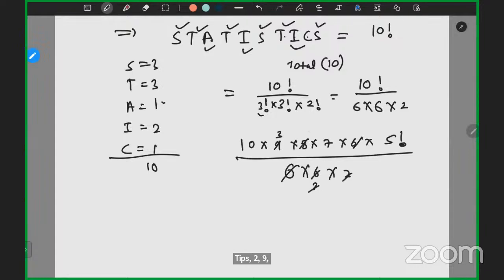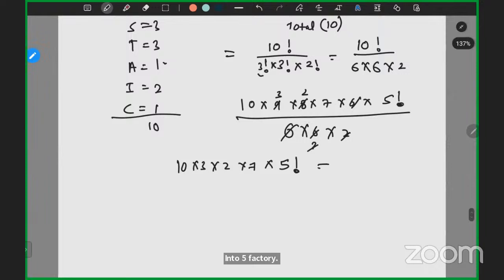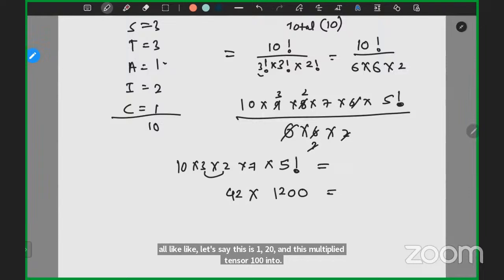Then 4 could be like 2. So I have the 10 into 3 into 2 into 7 into 5 factorial. So you can solve, let's say this is 120, and multiply by 10, so 1200, into 7 sixes are 42. So 42 into 1200. You can probably do this.